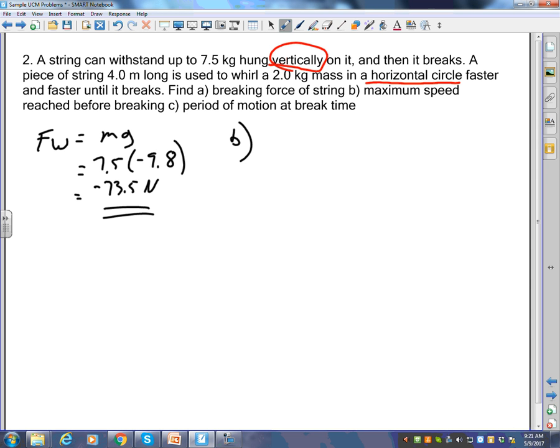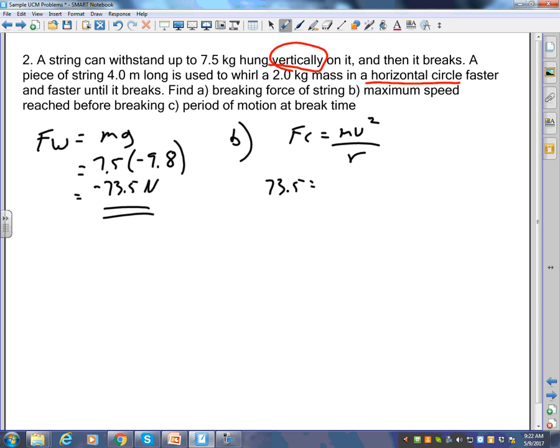Okay, so we are to now find the maximum speed reached before breaking. So the maximum speed, or the speed that it goes when breaking, is when the force is how much? That much. Okay, so we're going to go straight to Fc is equal to mv squared over r. We're going to put in our, now does it have to be negative? Is the direction important here? In fact, the direction is towards the center of the circle, right? So it's not really important, it's just going to break. So 73.5.